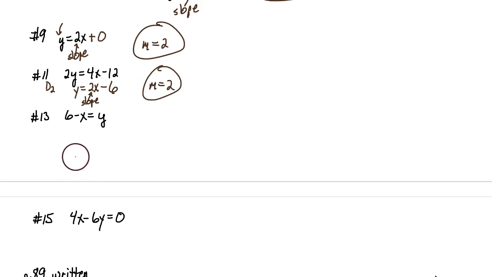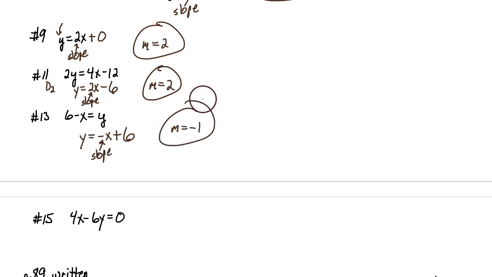Okay, number 13. This is actually already in slope-intercept form. It's just that the letter y is not on the left side. But we can use the symmetric property to fix that. On the other side of the equals is 6 minus x. Let's write the minus x first and then the +6. That's okay because of the commutative property. Now we have slope-intercept form. The number that's in front of x is the slope. And so the slope is -1.